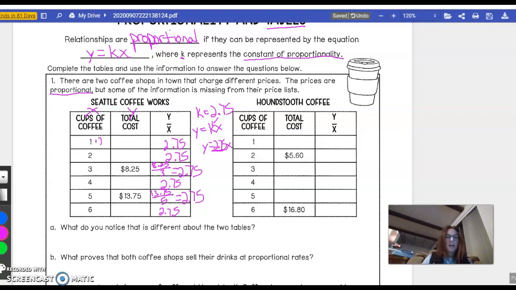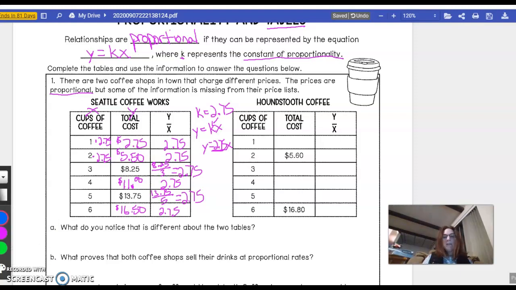So I'm going to go 1 times 2.75, and that's 2.75, the total cost. 2 times 2.75, which would be $5.50. I'm going to do it for the 3, and I can do it for the 4. And if I do that, I get $11. And if I do it for the 6, 6 times 2.75 is $16.50.